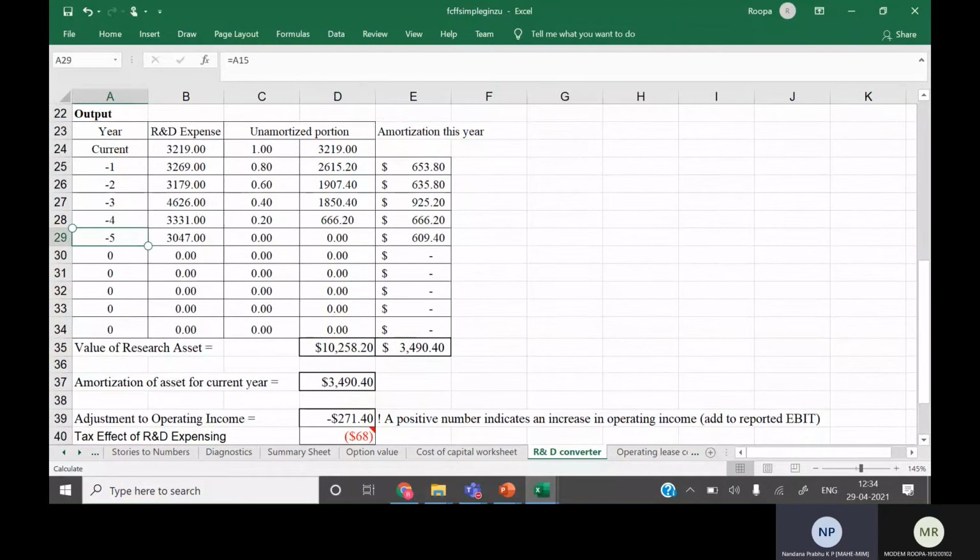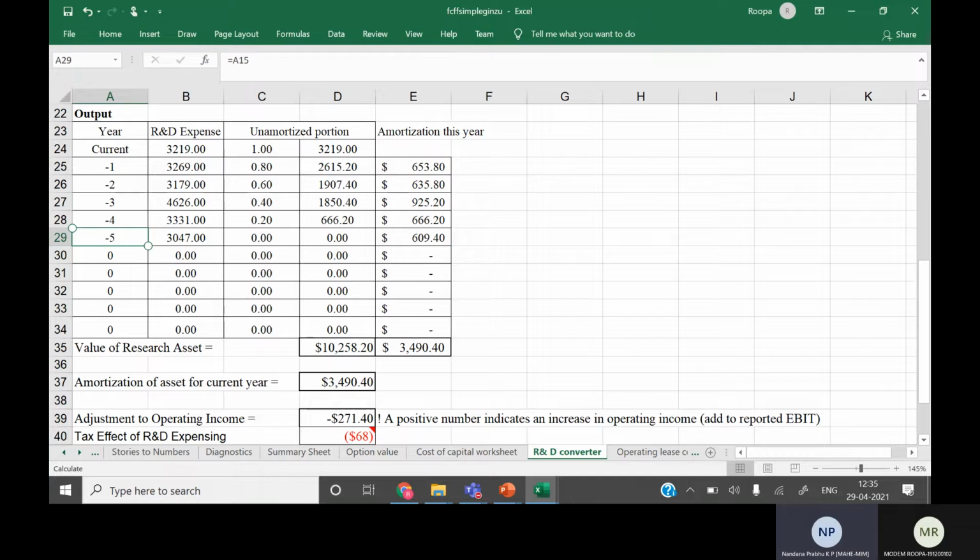Value of the research asset, that is the unamortized portion, is $10,258. This year, what is to be amortized is $3,490. Because any capital expenditure can be amortized, it is like a depreciation. Okay, 3,490. Adjustment to operating income is minus 241.40. You have to deduct it. A positive number indicates an increase in operating income. If there is a positive number, you have to add it back.